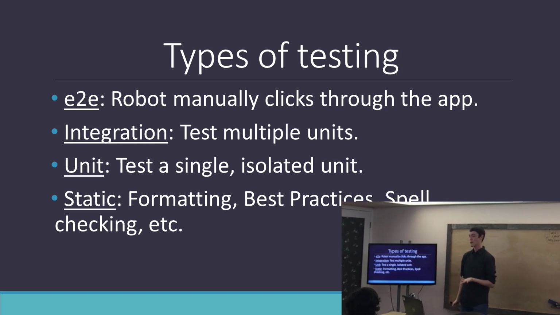So just real quick, end-to-end, that's a robot clicking through your application, like how a user would click through your application. An integration test is testing multiple units of code. So in React, if you had 2 separate components, then an integration test would test that they work together correctly. While a unit test would test one of those components in isolation. There's also static testing, which is your linting tools, things that fix your spell check errors, your text editor has some of that built in, that sort of thing.